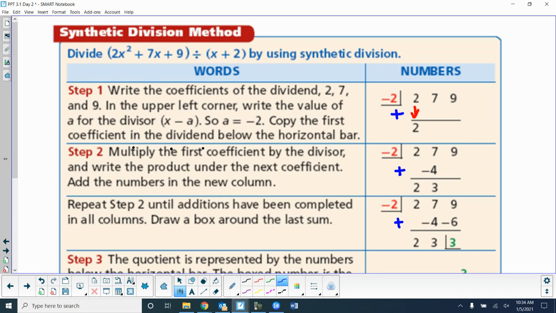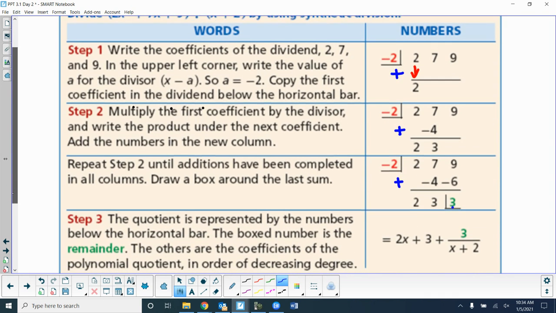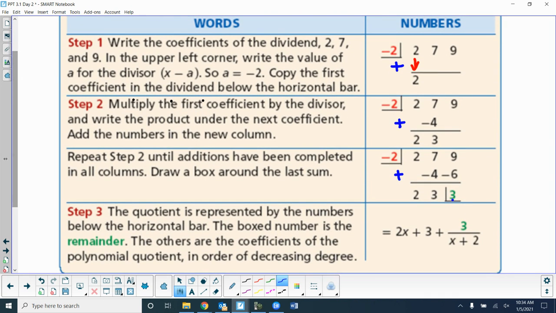Now how we get this negative 4 here is we do multiplication. Negative 2 times 2 to get that number, negative 4. Then we add these, 7 plus negative 4. That's how that 3 comes about. And then we go negative 2 times 3, and that's where that negative 6 comes from. Put it under the 9. And then we add those. 9 plus negative 6 is 3. And that's our remainder. That last number is always our remainder. Okay, so there's the answer. 2x plus 3 over x plus 2.